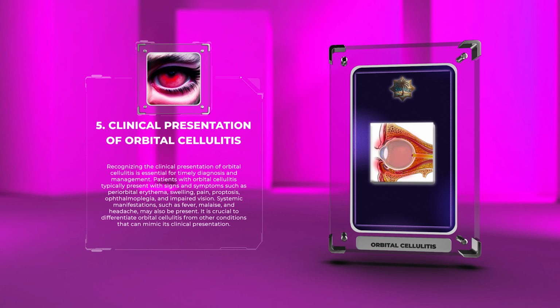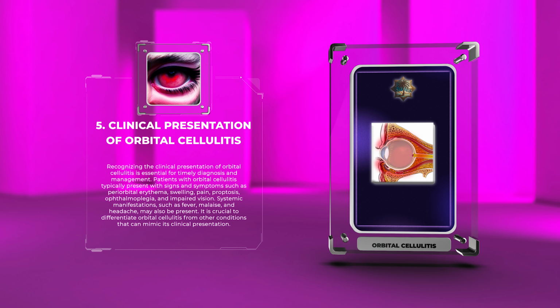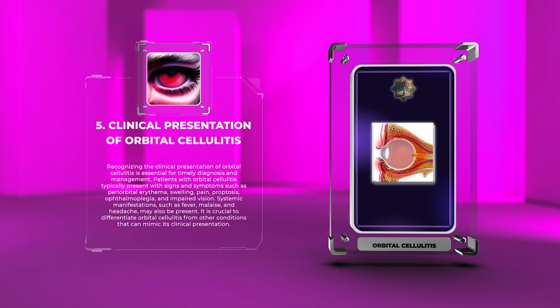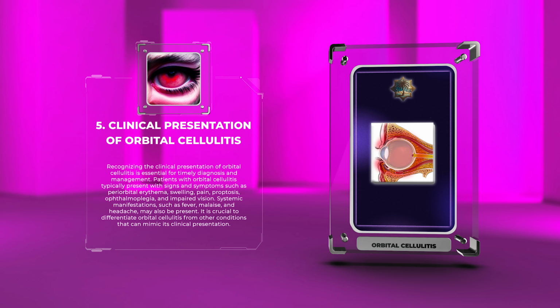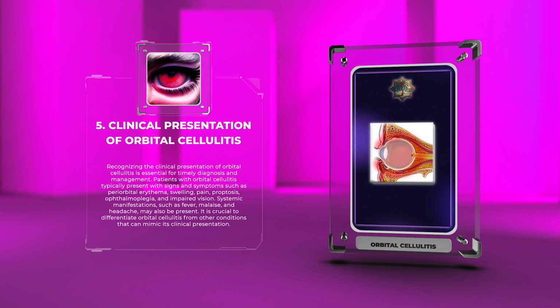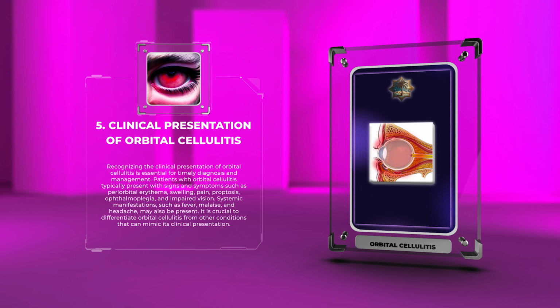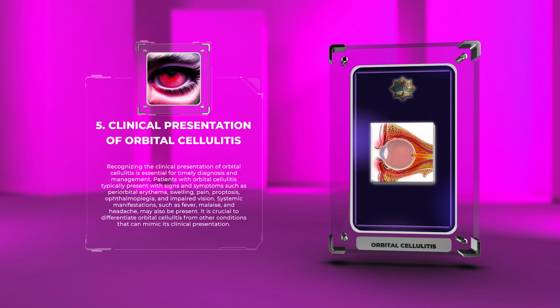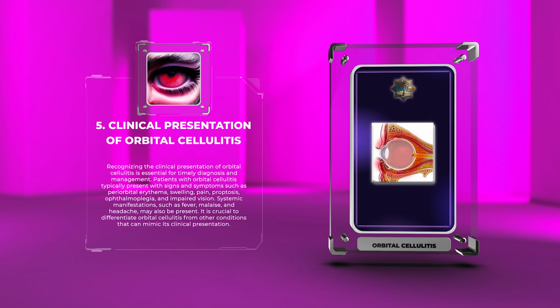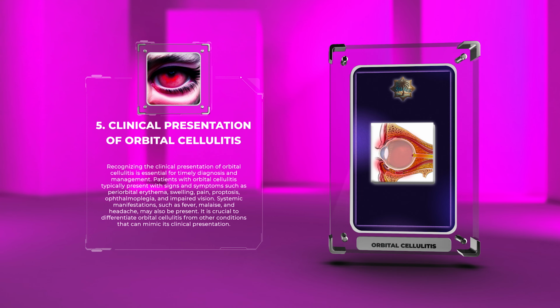Patients with orbital cellulitis typically present with signs and symptoms such as periorbital erythema, swelling, pain, proptosis, ophthalmoplegia, and impaired vision. Systemic manifestations, such as fever, malaise, and headache, may also be present. It is crucial to differentiate orbital cellulitis from other conditions that can mimic its clinical presentation.